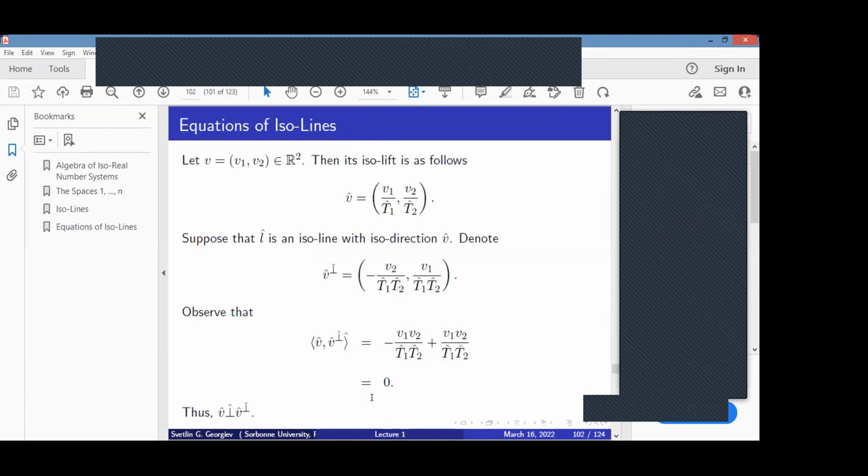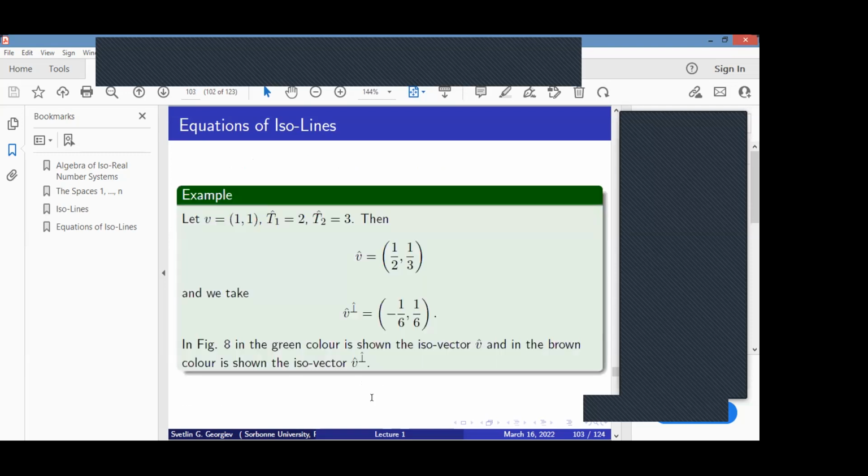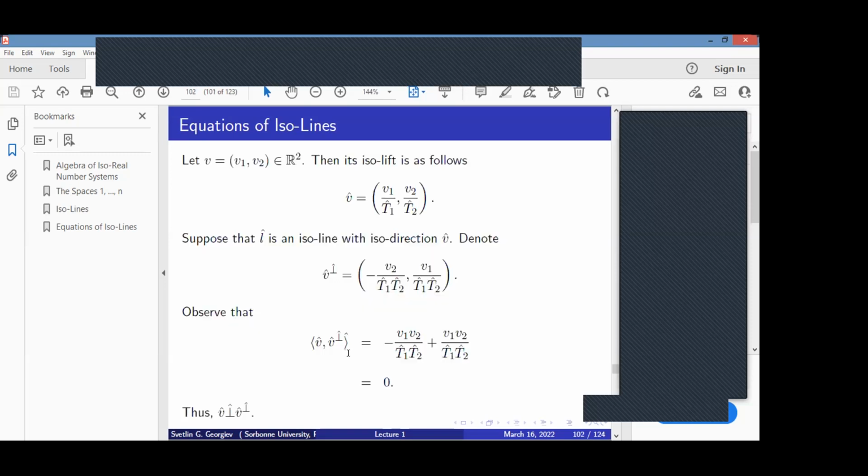Now we give the basic expression of the equations of the isolines. Firstly, if we take a classical vector V, then its isolift is given in this way. Then if we define the vector \hat{V} in this way, we have that the above vectors are orthogonal, iso-orthogonal.